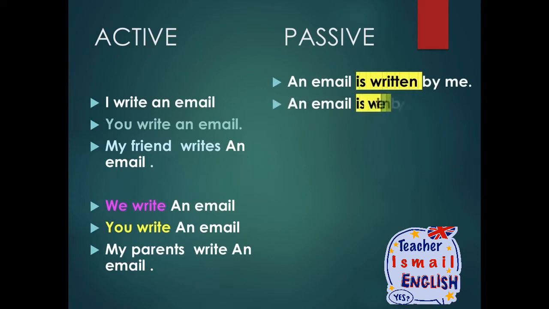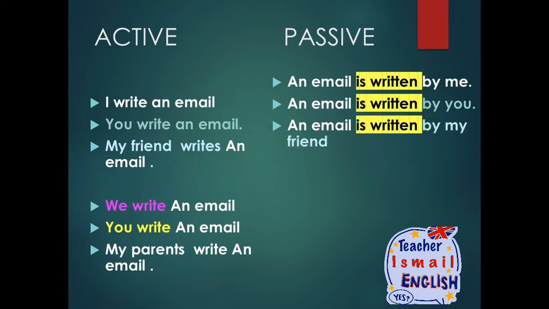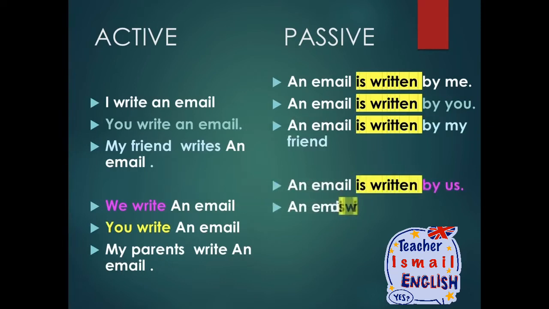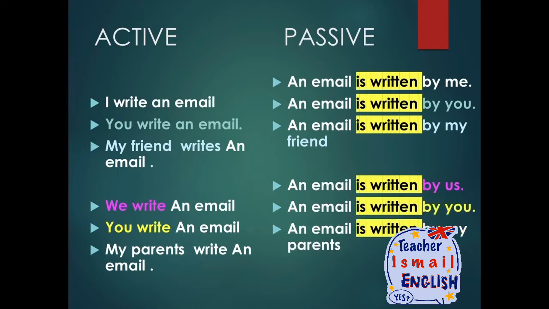In the passive you can say an email is written by me. This means we put the verb to be plus the past participle of the verb. Or an email is written by you. An email is written by my friend, an email is written by us, an email is written by you. If you have emails in the plural, we put are: emails are written by me or by you.